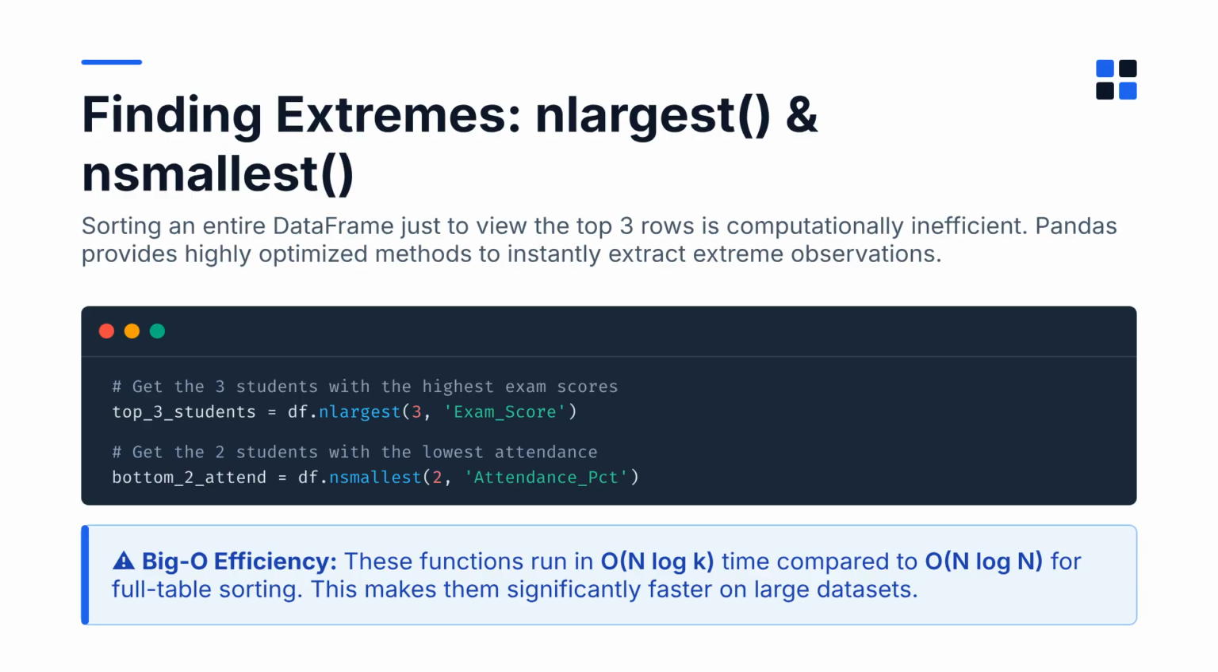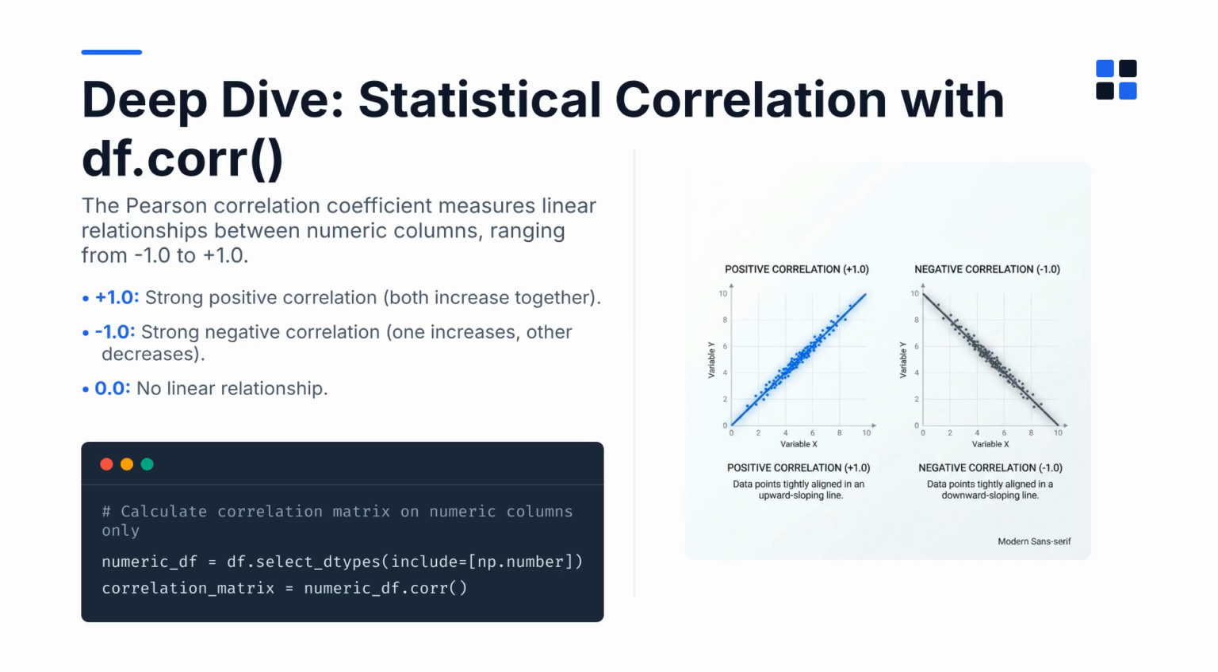For finding extremes, use nlargest and nsmallest instead of sorting the entire dataset. These methods are computationally more efficient, especially when dealing with large datasets. To identify linear relationships, apply the correlation matrix using df.corr. This returns the Pearson coefficient, helping you spot dependencies ranging from negative to positive unity.